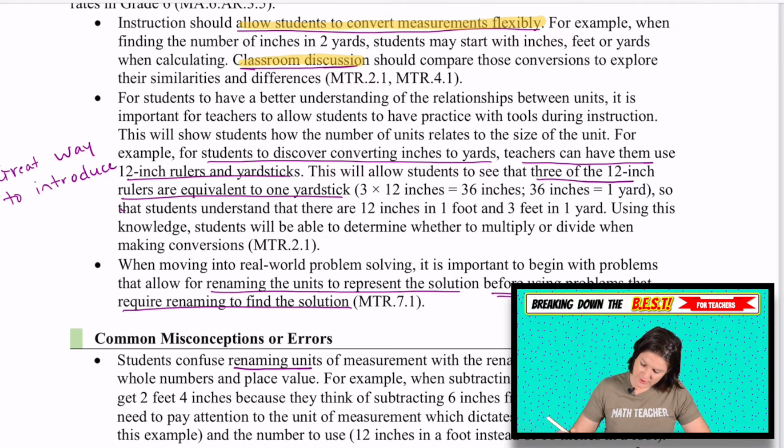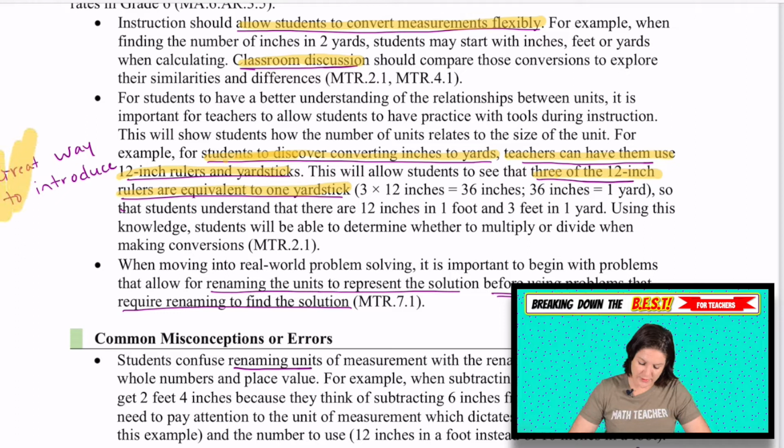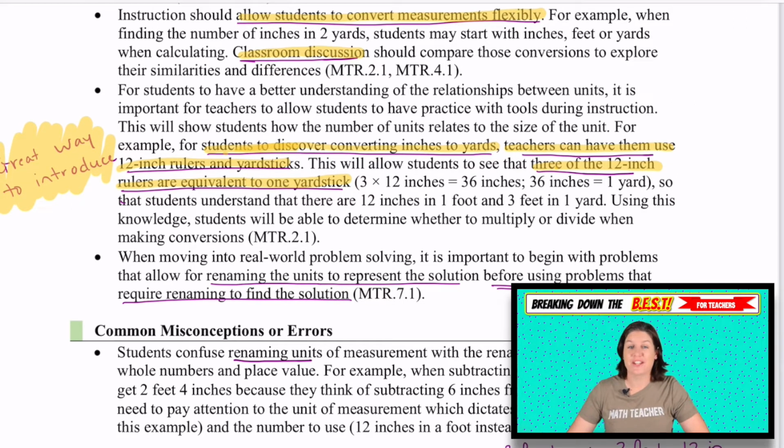Here it says, for example, for students to discover converting inches to yards, a teacher can have them use 12-inch rulers and yardsticks. This will allow students to see that 3 of the 12-inch rulers are equivalent to 1 yardstick. So there you can see the beginning stages of that 6th grade standard with ratio relationships. And this will be a great way to introduce and to see how those conversions are happening in real life.